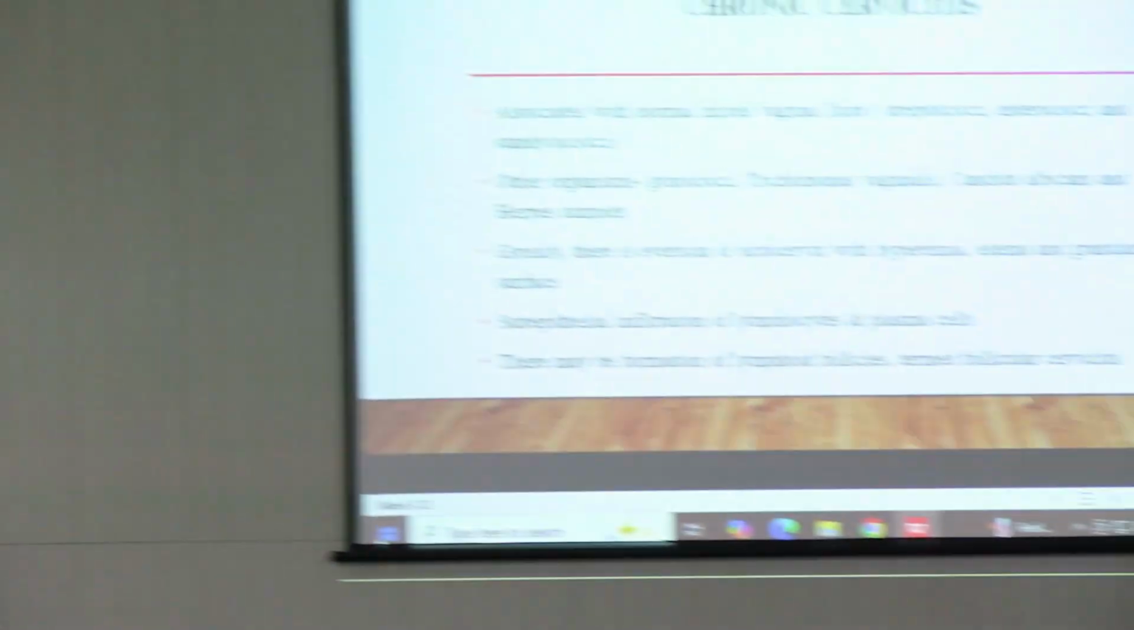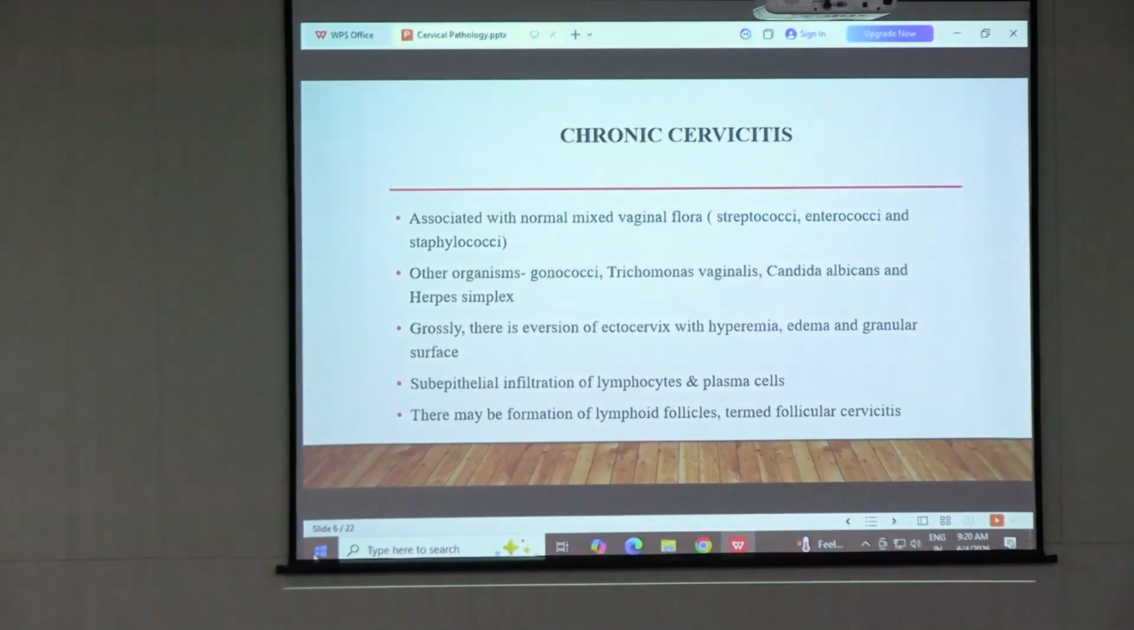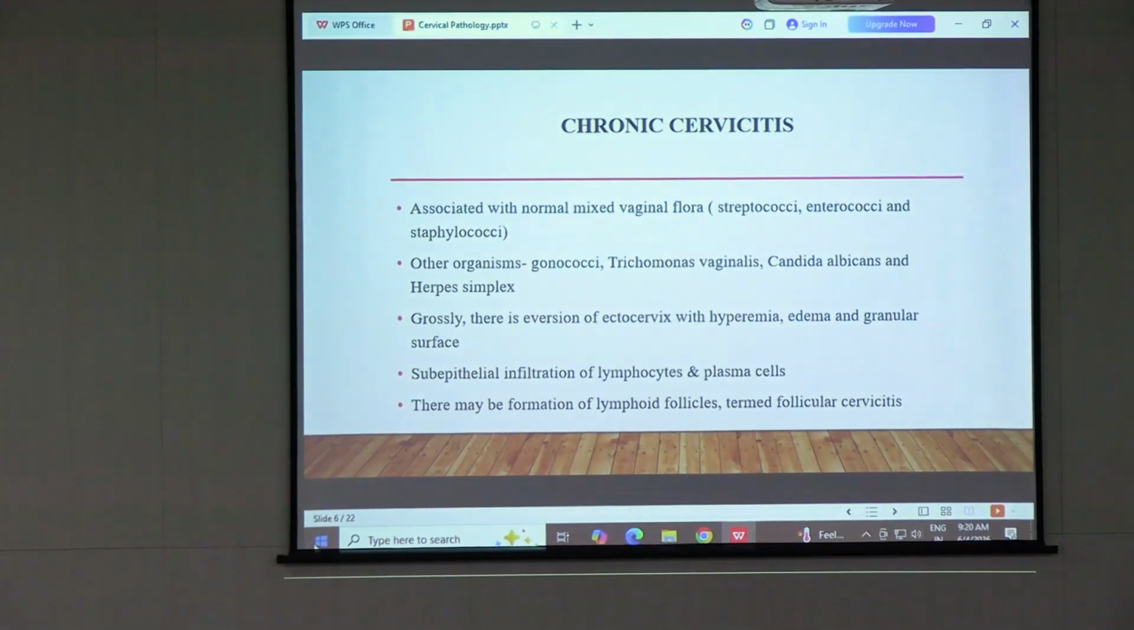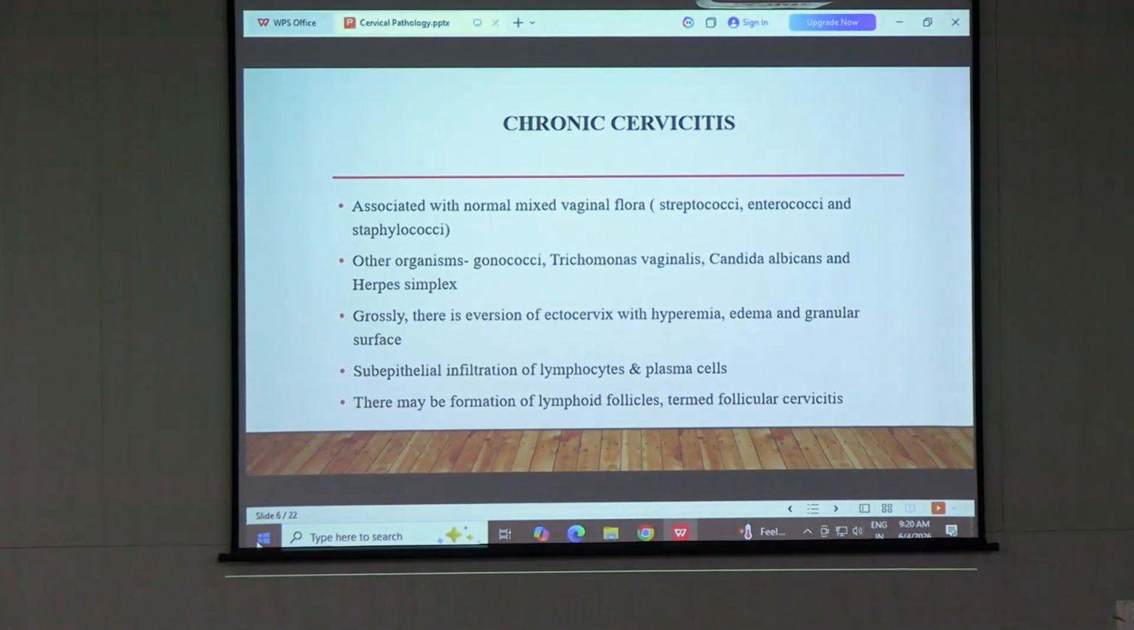So what are those? Those are streptococci, enterococci, staphylococci. They are normal vaginal flora and they can cause chronic cervicitis. Apart from them, definite pathological organisms are trichomonas, gonococci, herpes simplex and candida. So Candida albicans induced chronic cervicitis is very common in case of diabetic patients.